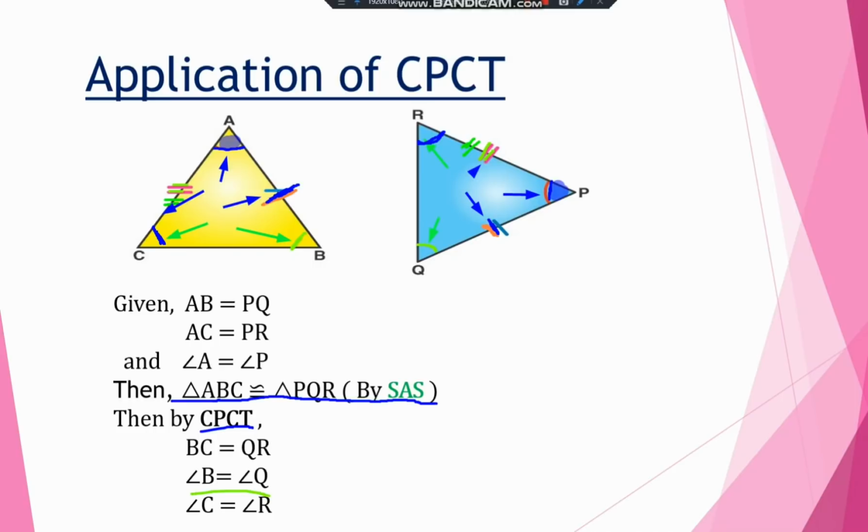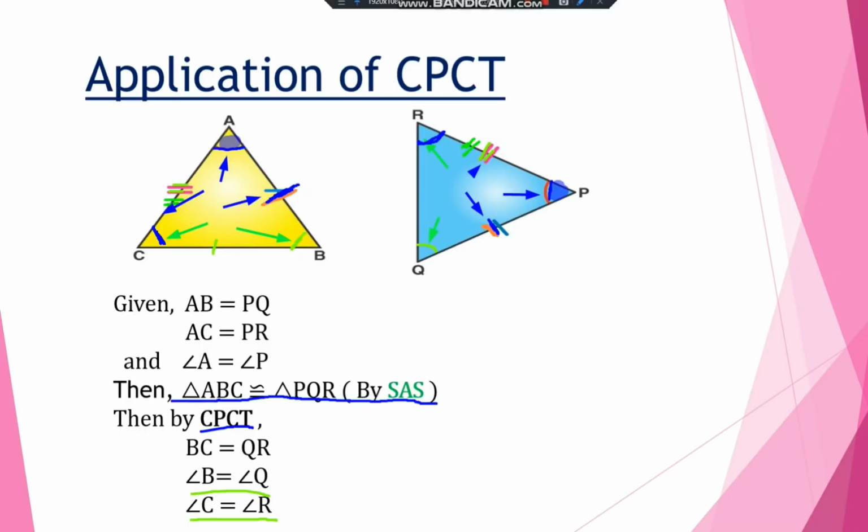And which angle is opposite side PR? Angle Q. So angle B equal to angle Q. Same way I have already explained, angle C equal to angle R. Now the side which is left. So we already have two sides equal of the two triangles. So the third side which is left.